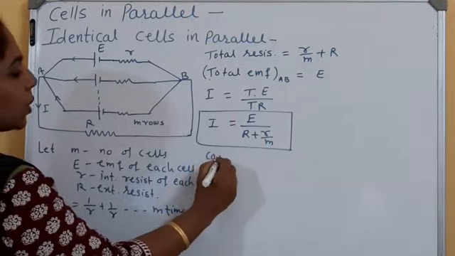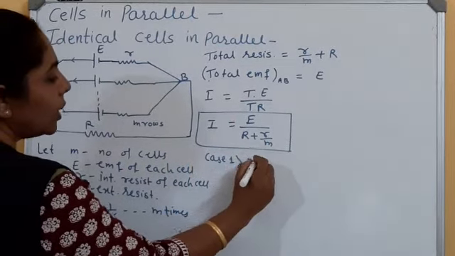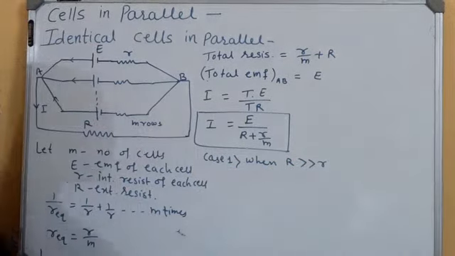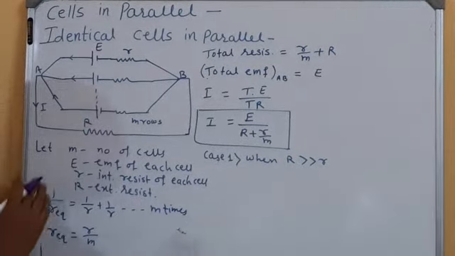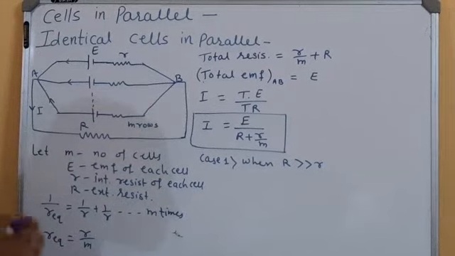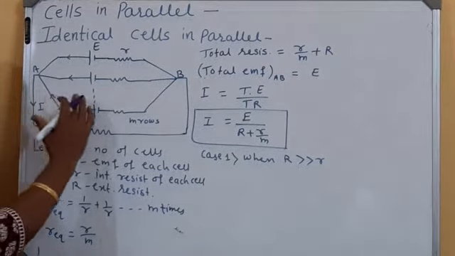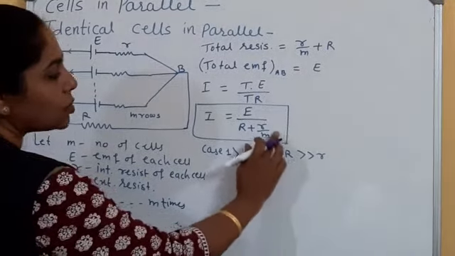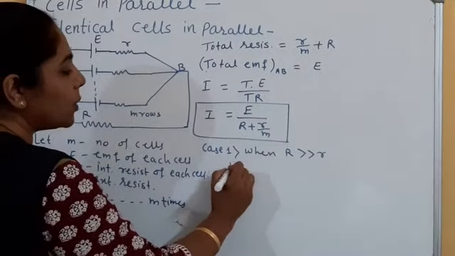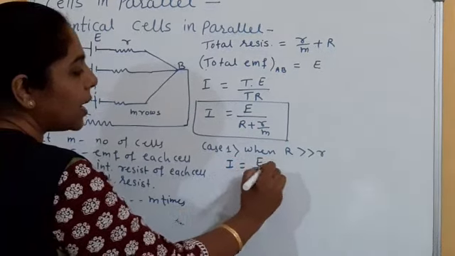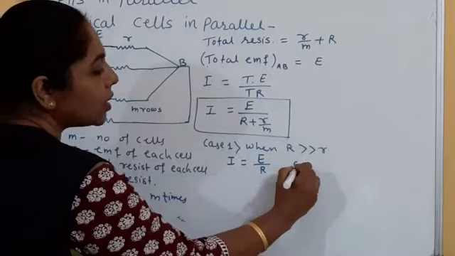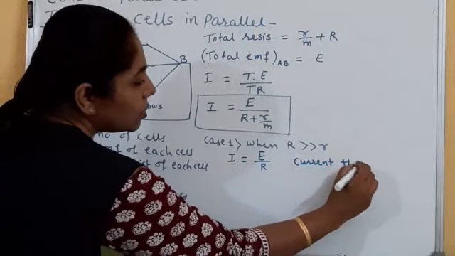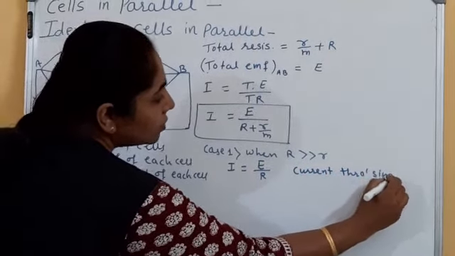Now I will discuss case 1. When R is greater than small r, it means that the internal resistance is very small. That is, the cells are freshly prepared. So in this case you will neglect r. So r by m you are going to neglect. So you will get current I is equal to E by R. Means it is the current drawn through a single cell.